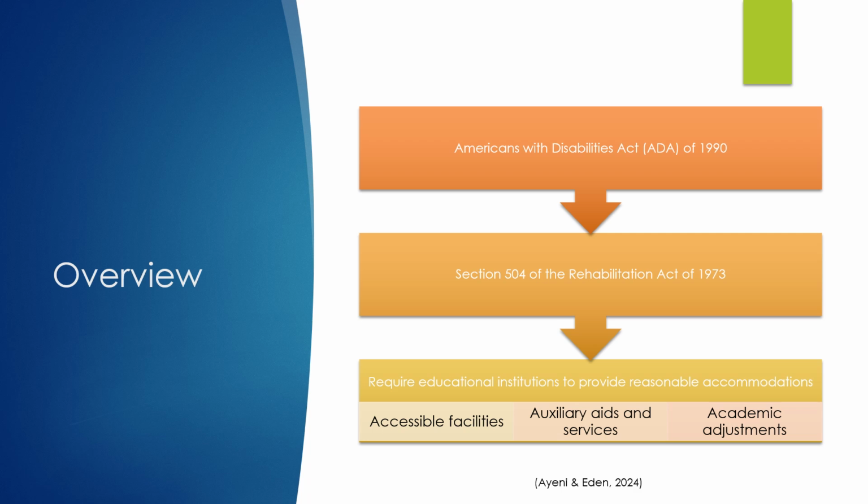These perspectives encompass a myriad of laws, regulations, and court decisions. The Americans with Disabilities Act, or ADA, of 1990 and Section 504 of the Rehabilitation Act of 1973 prohibit discrimination against individuals with disabilities and require educational institutions to provide reasonable accommodations and modifications to ensure accessibility. These accommodations may include providing accessible facilities, auxiliary aids and services, and academic adjustments for students with disabilities. This may include providing sign language interpreters, extended time for exams, accessible course materials, and assistive technology.